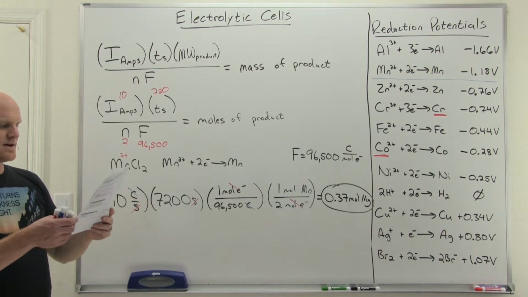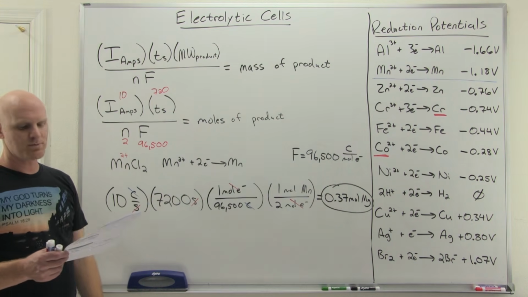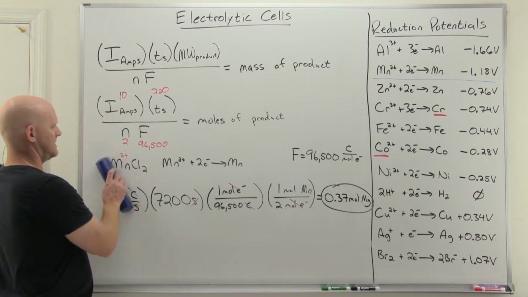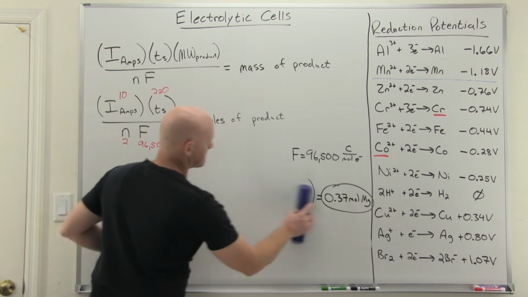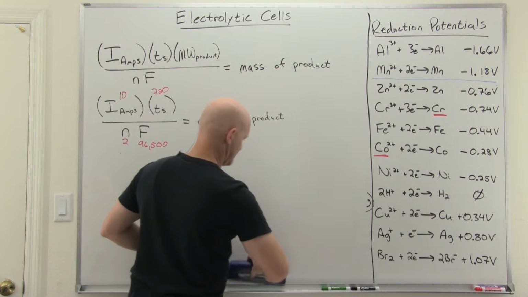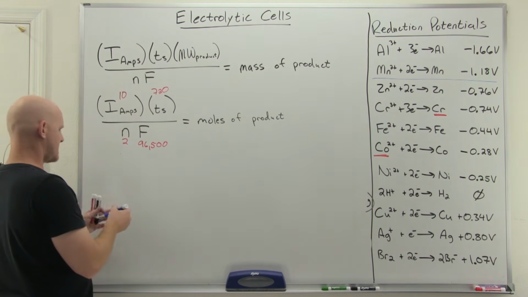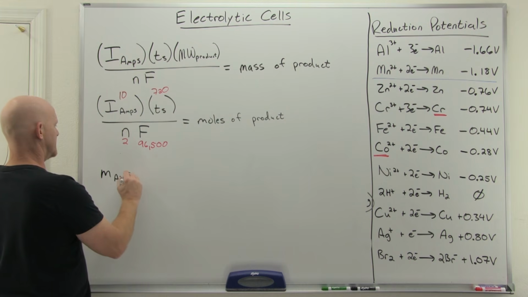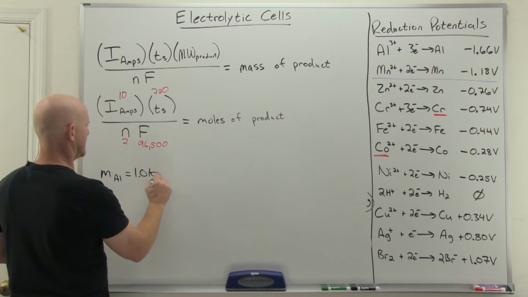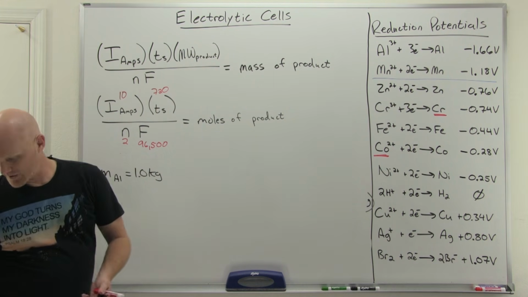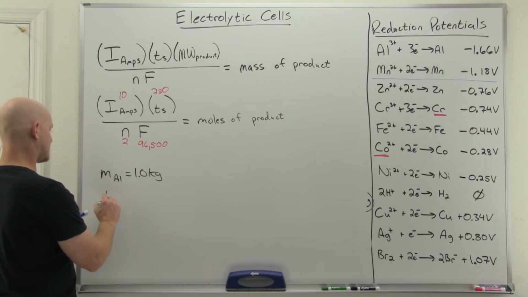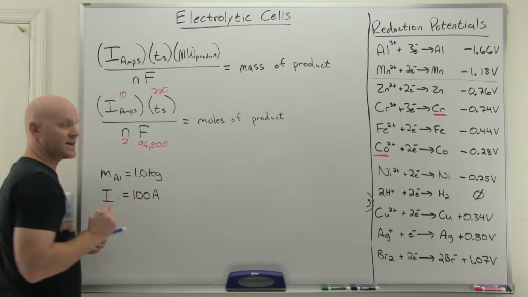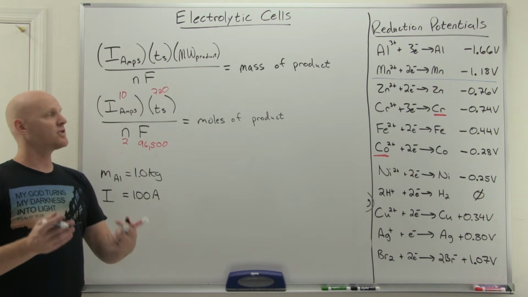So if we look at the last question on your handout, it says, how long will it take to plate out 1 kilogram of aluminum from molten AlCl3 with a current of 100 amps? Well, let's get some space here. All right, so we're solving for time. They tell us that we want to get a mass of aluminum of 1.0 kilograms, and they said we're using a current of 100 amps. So our current, I is the symbol for current in physics, is 100 amps, 100 coulombs per second.